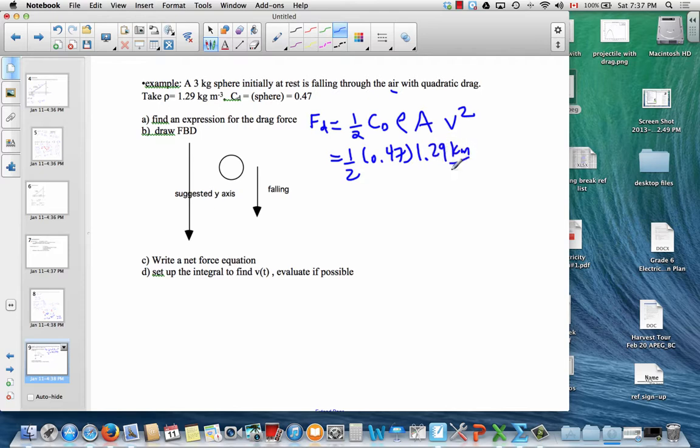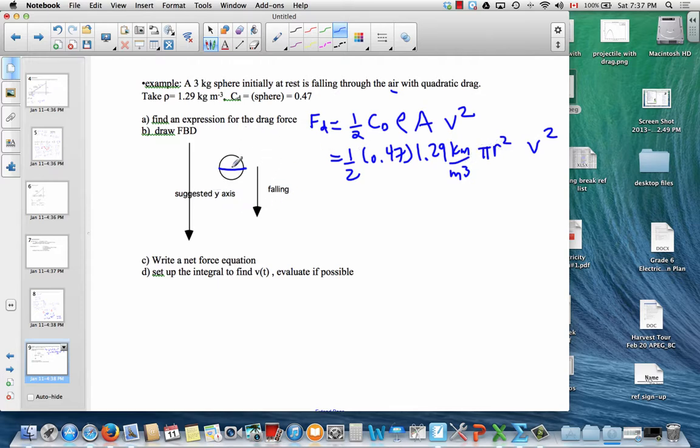The cross-sectional area for a sphere is going to be a circle. It's going to be pi r squared. And then multiply by the square of the speed. So there's an expression for the drag force. Okay, that's the amount of drag on the particle.